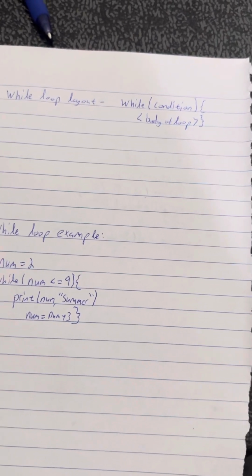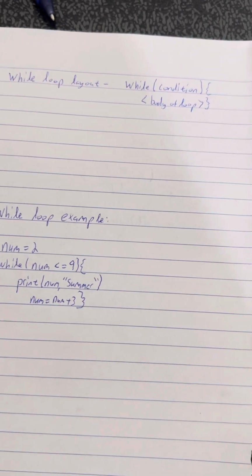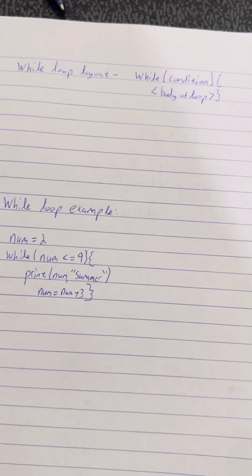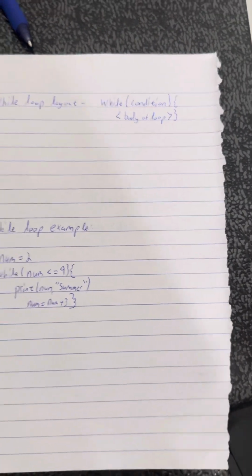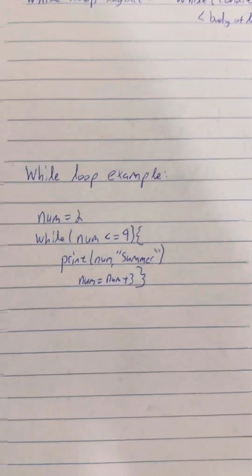Basically, a while loop is used to repeat a specific block of code an unknown number of times until a condition is met. Okay, so let's look at the while loop example.